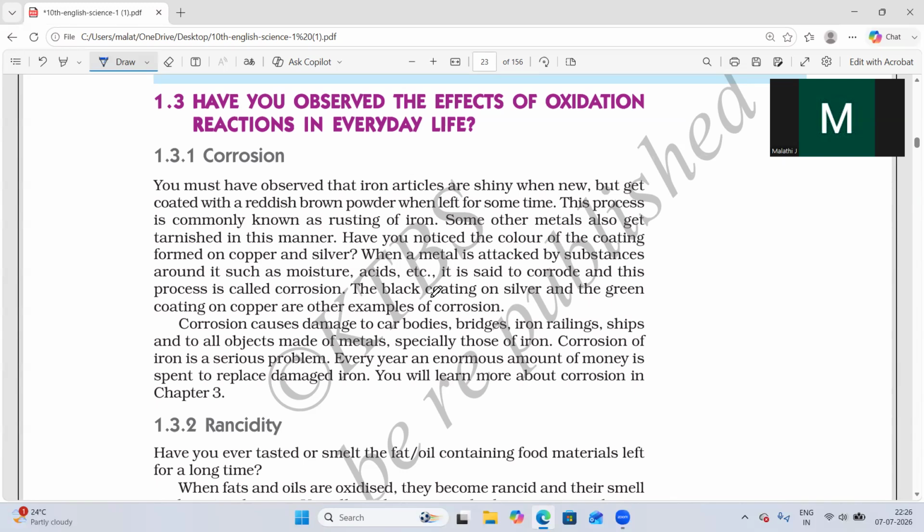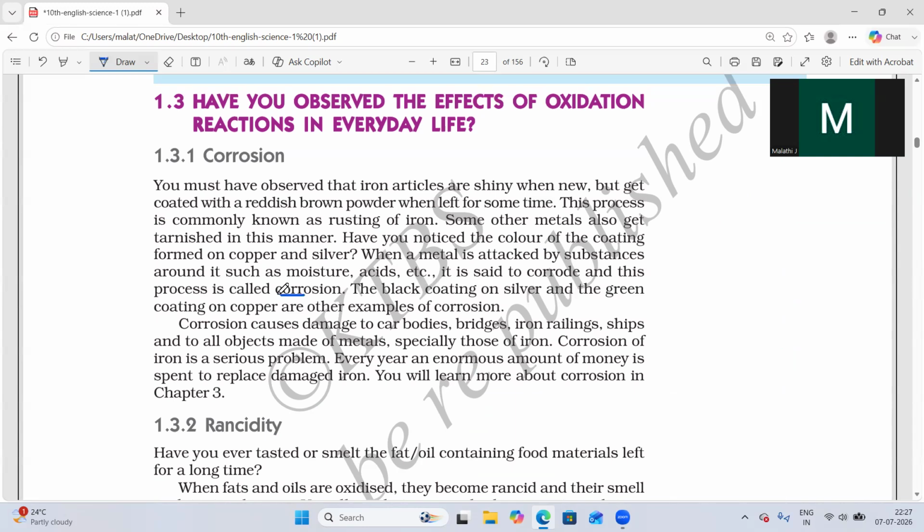Rusting of iron, or of any metal, is when the metal changes its color or gets rust because it is attacked by the substances around it, like moisture or acids, or reacts with oxygen. They get corroded, which means they get rust.